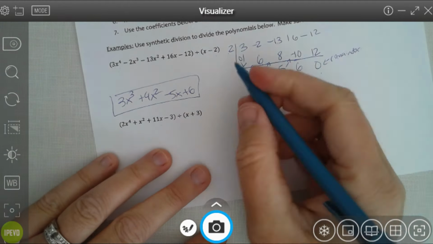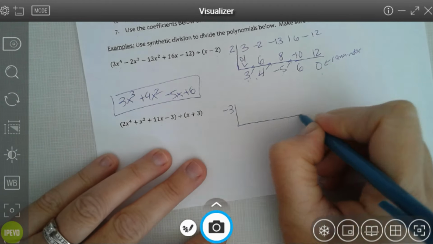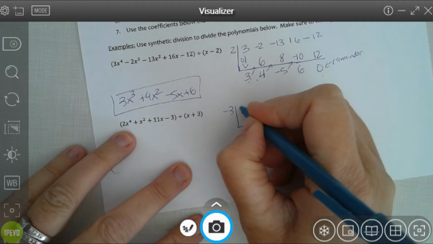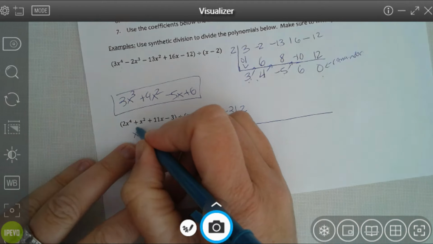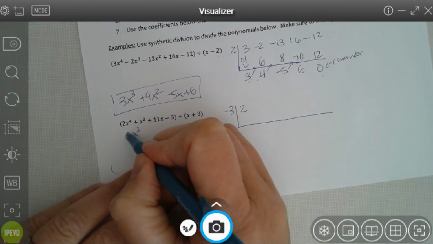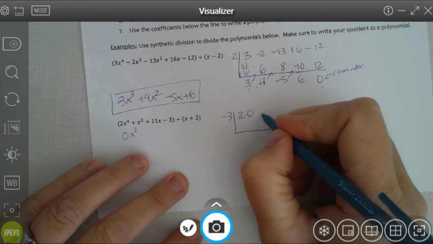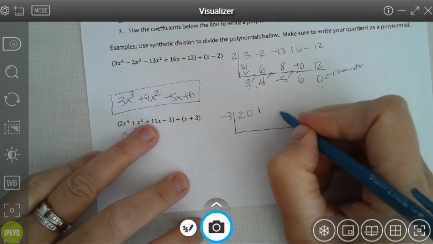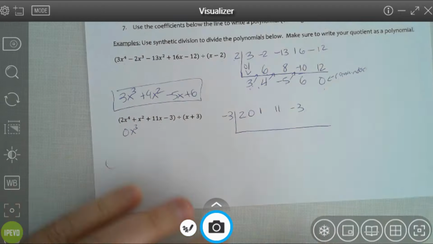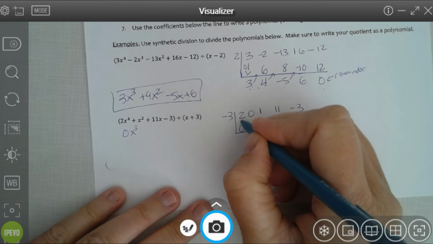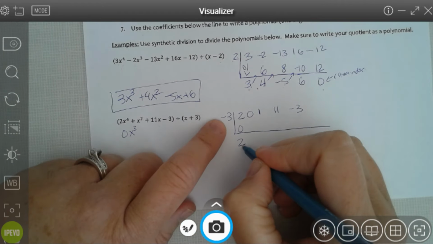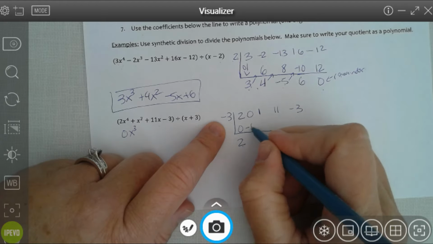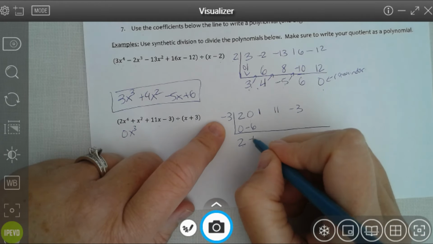So we're going to put the negative 3 on the outside. The coefficients go on the inside. So this is x to the 4th. You're missing an x cubed term here, you guys. That means the coefficient is 0. X squared, x number. So your first number is 2. Remember, you're multiplying by the negative 3. 2 times negative 3. Add these numbers.